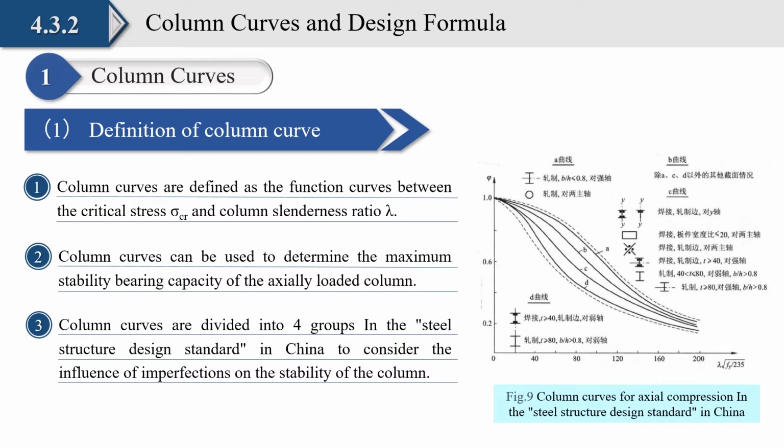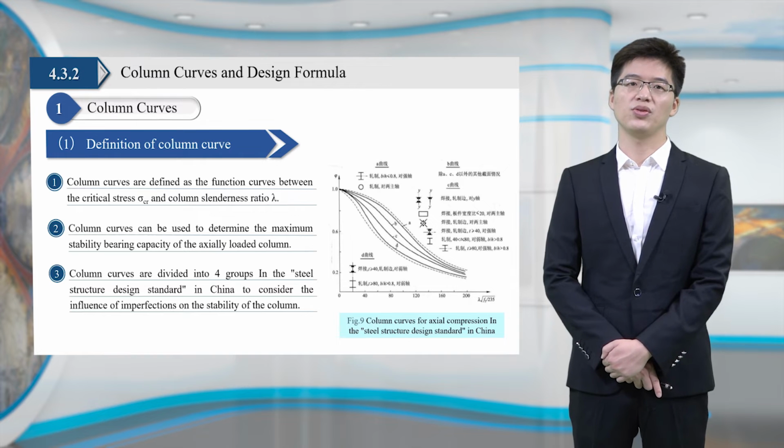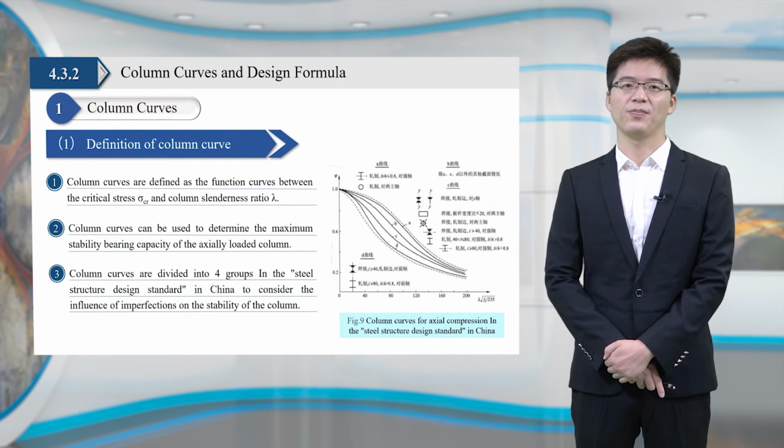Since the value of the critical stress sigma CR is affected by imperfections such as initial crookedness, the eccentricity of load, and the residual stress, the column curves are further divided into multiple groups to consider the influence of these imperfections. In the steel structure design standard in China, the column curves for axially loaded compression members are determined according to the maximum strength criterion.